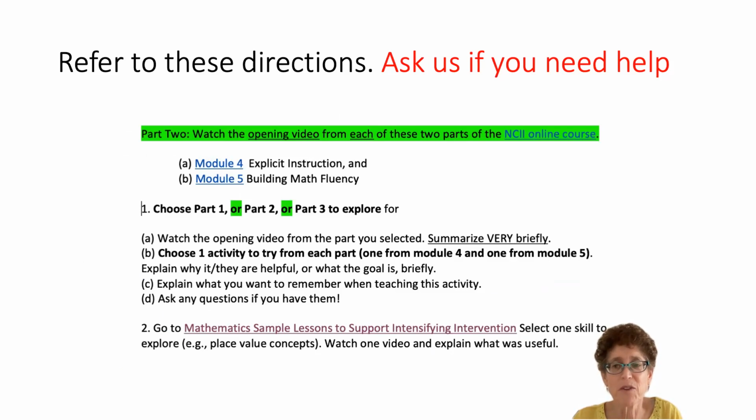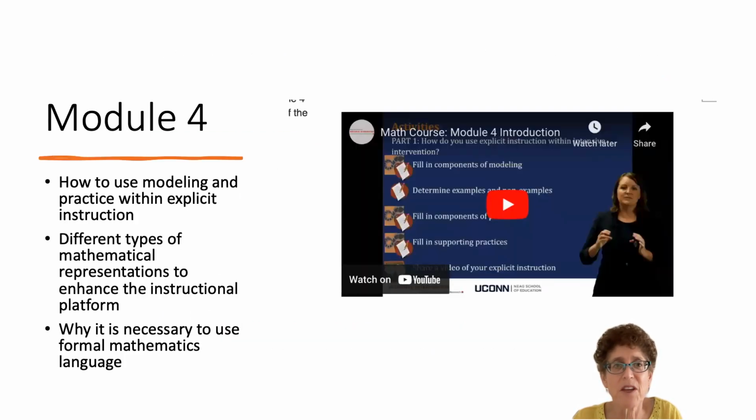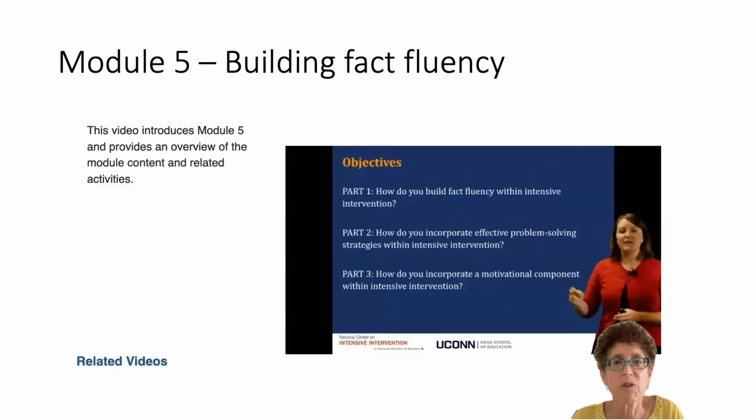Let me show you a couple of screen captures of these pages. Okay, so Module 4 is about explicit instruction. Has things like modeling, explicit practice, different types of mathematical representations. There's this idea of concrete, representational, abstract, which is a great sequence to help kids learn concepts, and so on. Module 5 is about building math fluency. This is a screen capture within the intro video of Module 5.